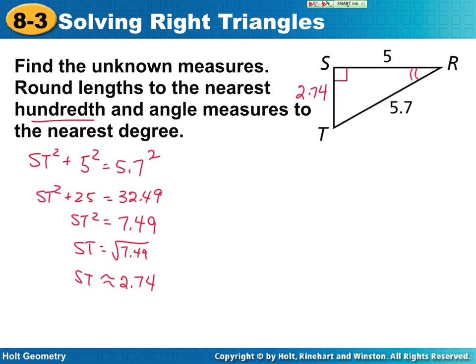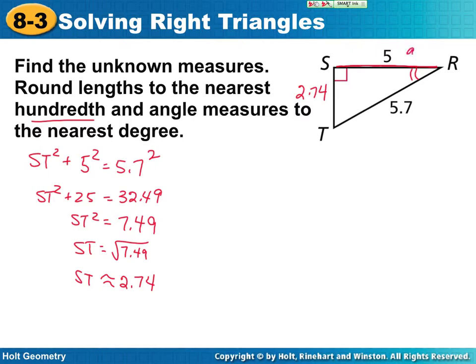And let's use the lengths that were given, because we just rounded, and if we got the wrong value, it's going to throw off angle T. So let's use the 5 and the 5.7. To figure out whether we'll use the inverse of sine, cosine, or tangent, we have to analyze like we did on Friday. Okay, so one side that we know from angle R would be called the opposite, adjacent, or hypotenuse.